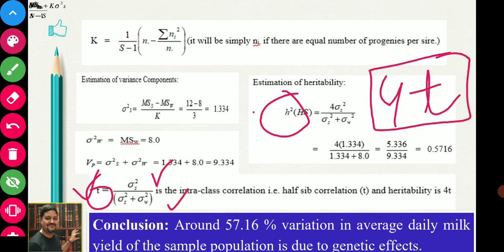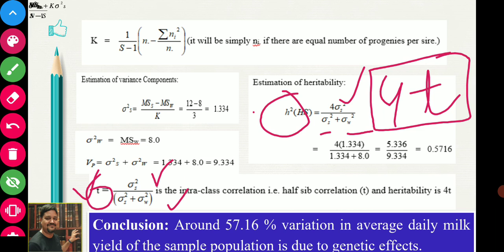So for getting full heritability, we have to multiply it with the 4. So h square heritability is equal to 4 sigma square s divided by sigma square s plus sigma square w. So you know the half sib, they are getting 1/4 of the gene. Half sib, if you calculate the coefficient of correlation, it will be 1/4. So that is why here we are multiplying the intra-class correlation with 4.